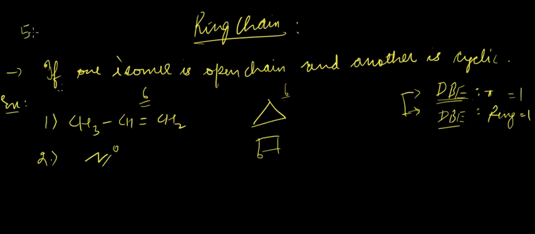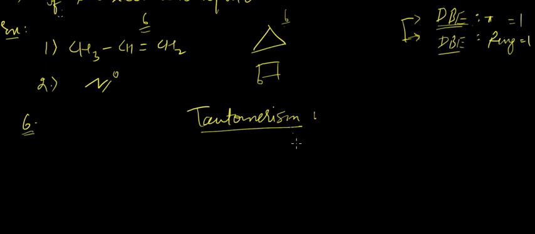Let's talk about the 6th type of isomerism, which is called tautomerism. Okay, so what is tautomerism? Tautomerism is also called slow isomerism, and I will tell you the reason why it's called slow isomerism. If two functional isomers are in dynamic equilibrium with each other, then they are tautomers.